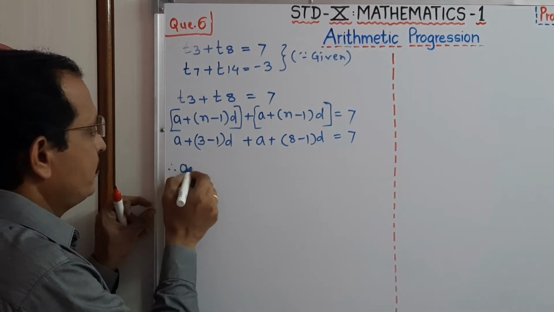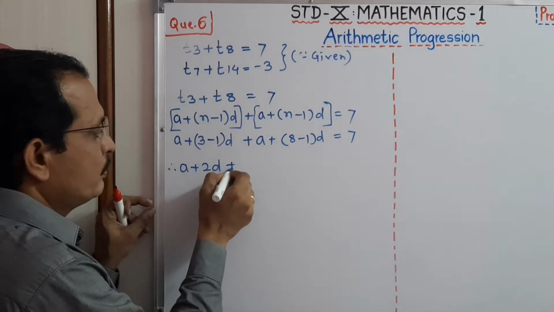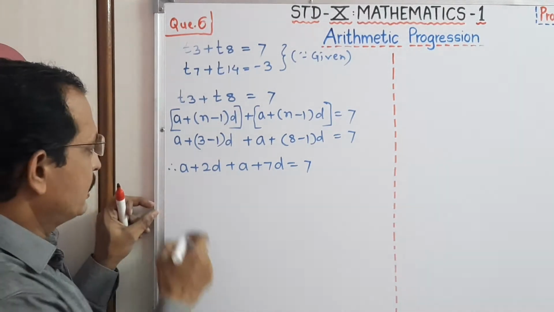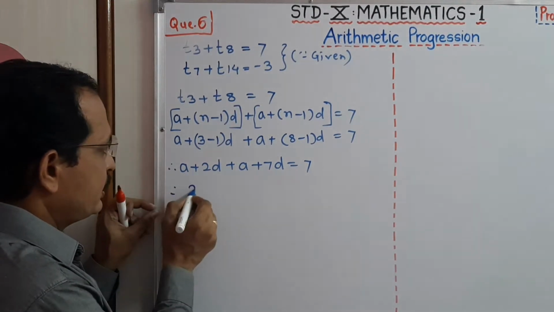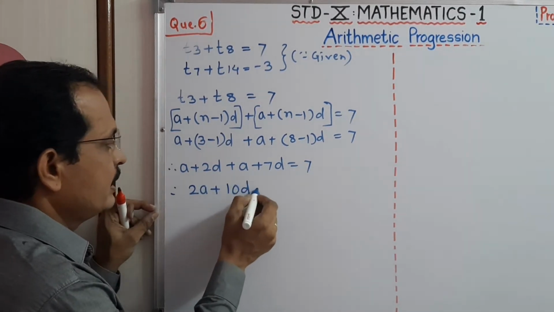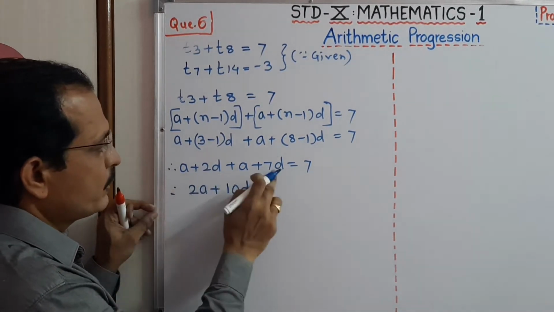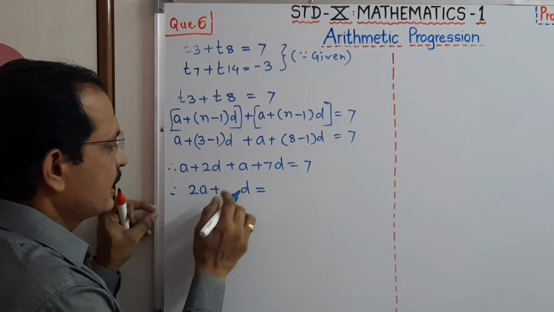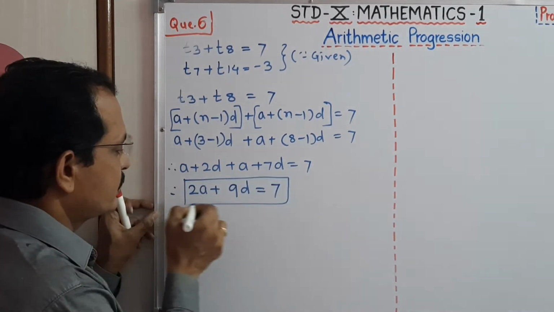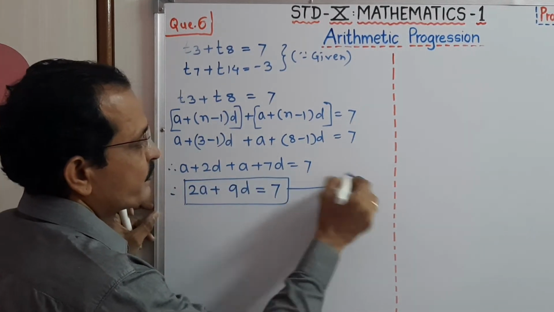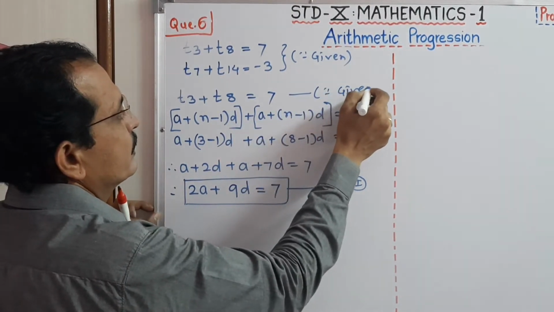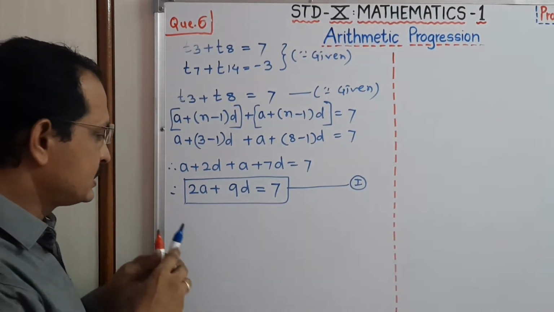Therefore this is A plus 2D plus A plus 7D is equal to 7. Now see here, this A plus A, it is 2A, plus 2D plus 7D, it is 9D, is equal to 7. Dear student, this is equation number first. Now this is given.